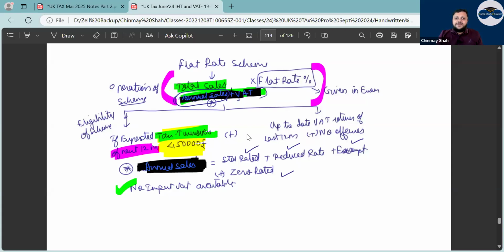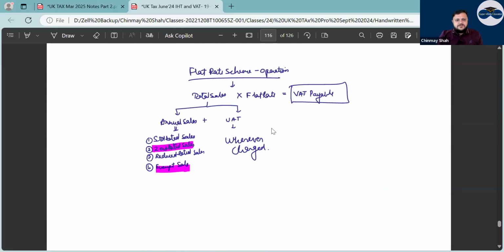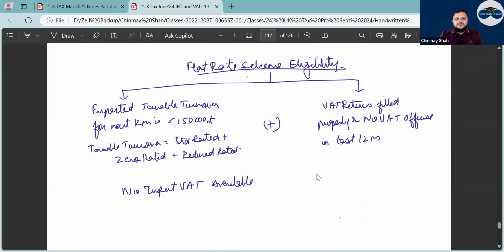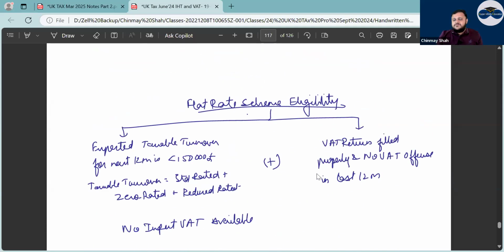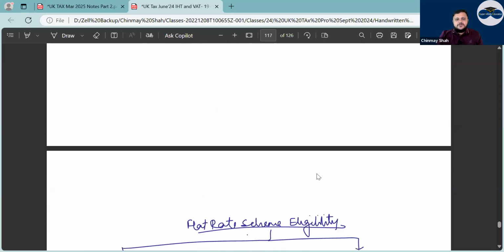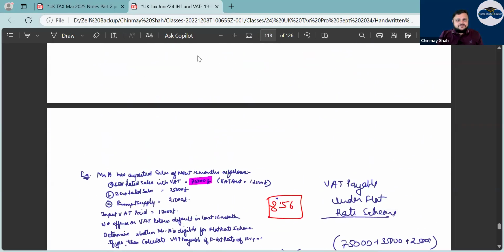So whenever you are doing a flat rate scheme, correct? First, have a look at the eligibility of the scheme. Flat rate scheme, what is the eligibility? Eligibility is what? Your expected taxable turnover, right? For the next 12 months is less than 150,000. Taxable turnover is a different term. Annual sales plus VAT is a different term. Okay, that is, total sales is a different term. So have a look in the question.